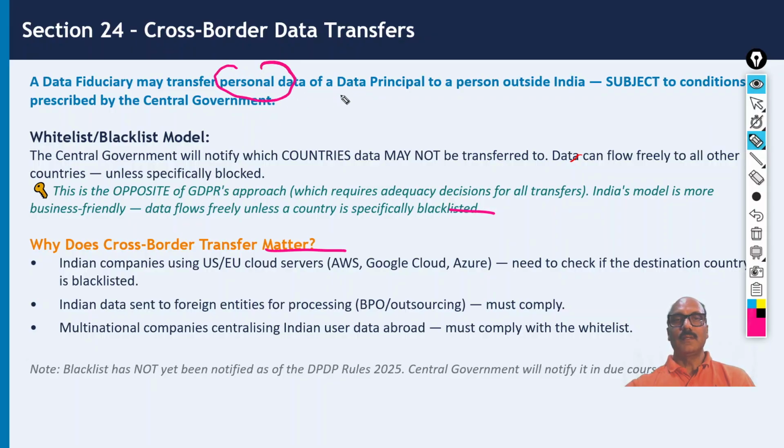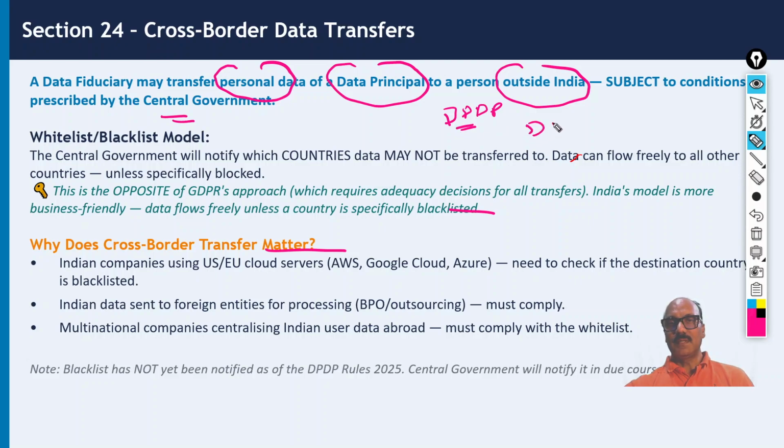Personal data of the data principal, that's Indian, outside India. If the personal data of the data principal who is Indian is going outside, it is subject to conditions prescribed by the central government. So if Indian citizens are availing the services of a foreign company, that company is under the lens of DPDP Act. That's the meaning of it.